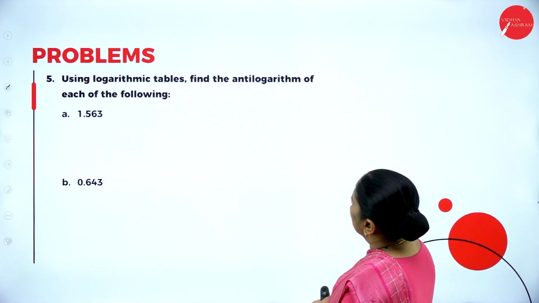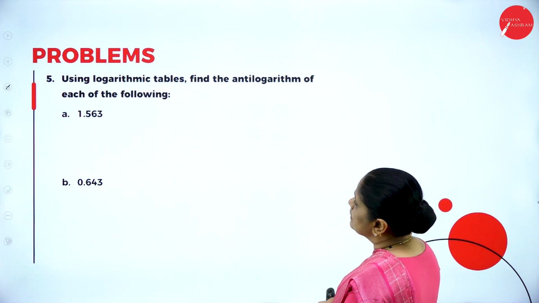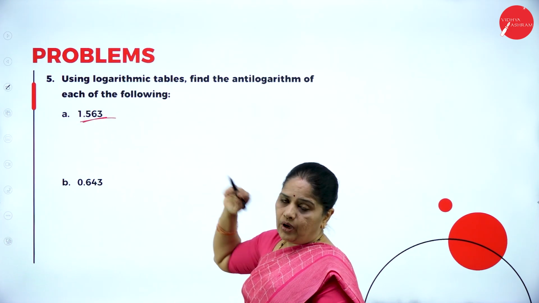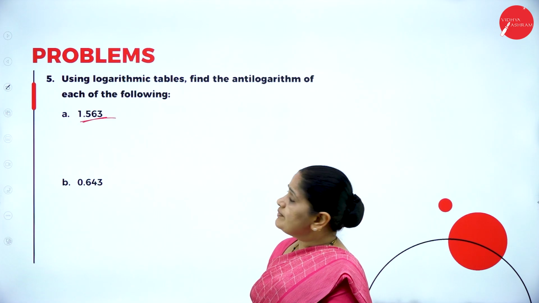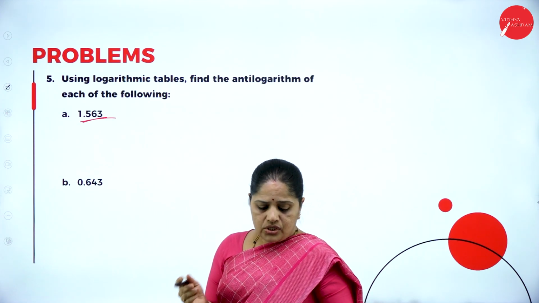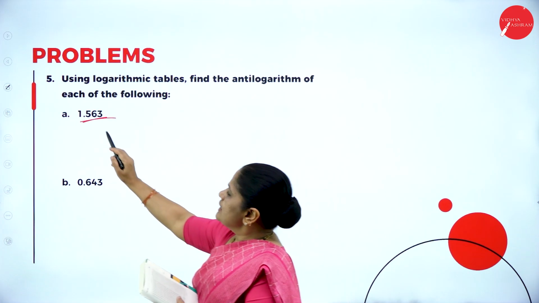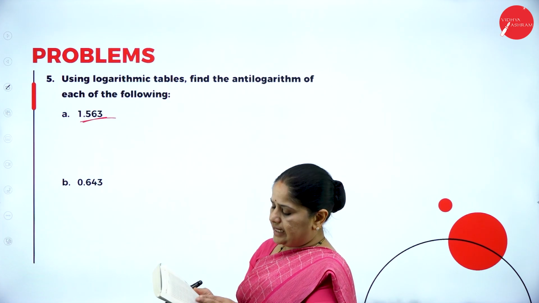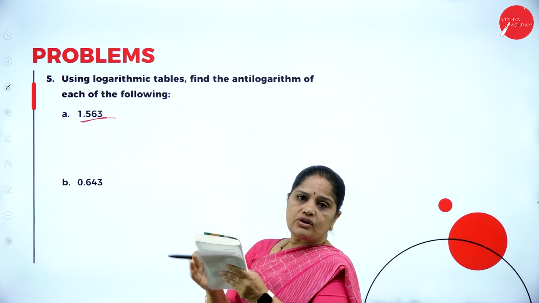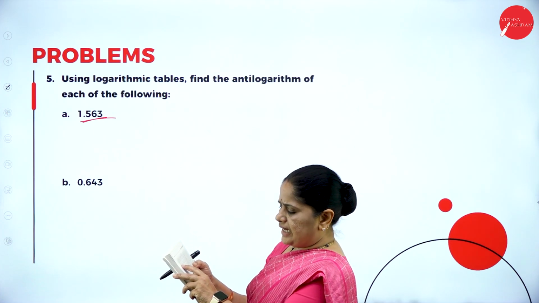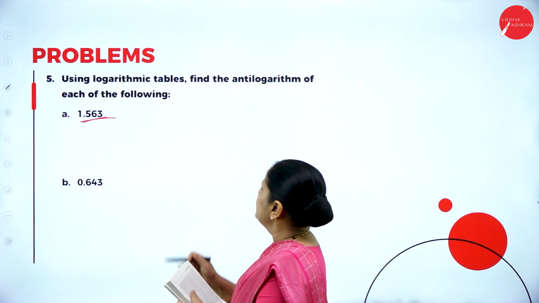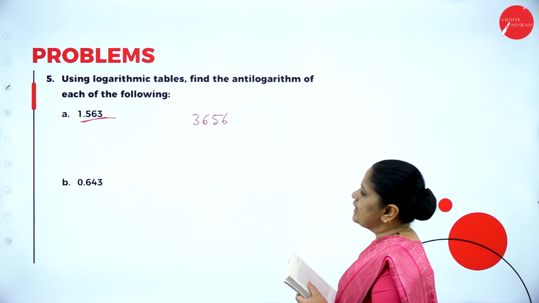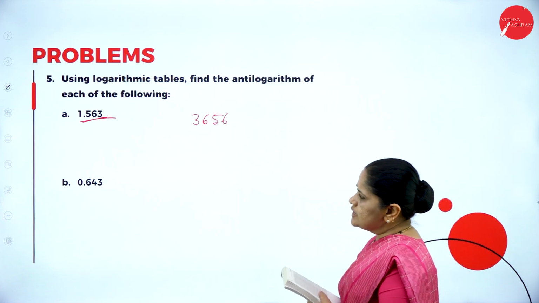Then, using logarithm table, find the anti-logarithm of each of the following. Now this is already the log value given in the problem. Now we have to find the anti-log of this. So how do we find the anti-log? For the anti-logarithm, we will see the value from 0.563. So from the log table, 0.563 comes up to 3656.